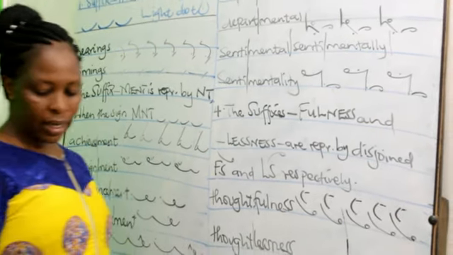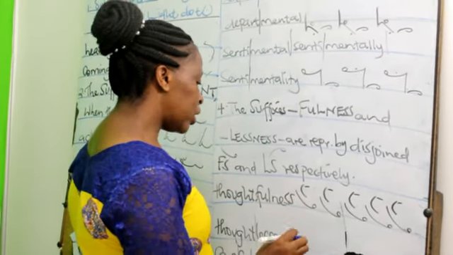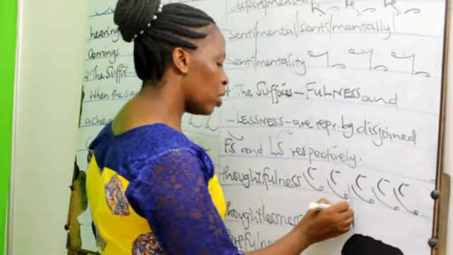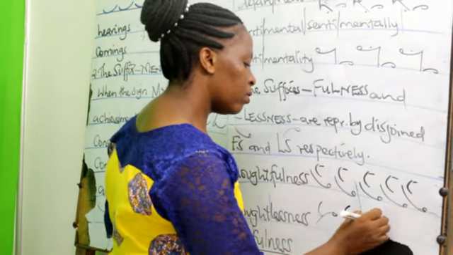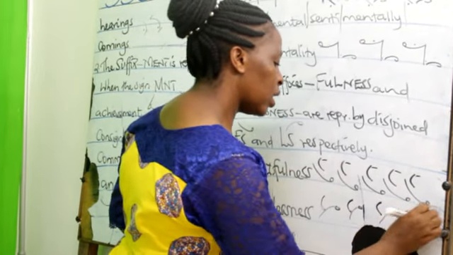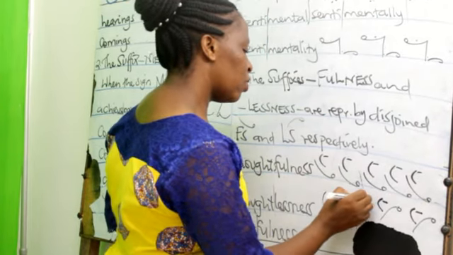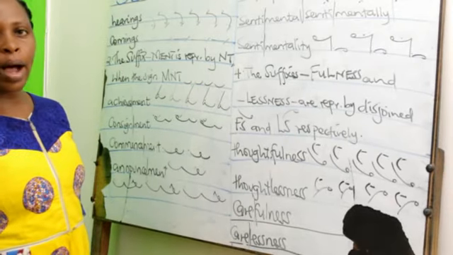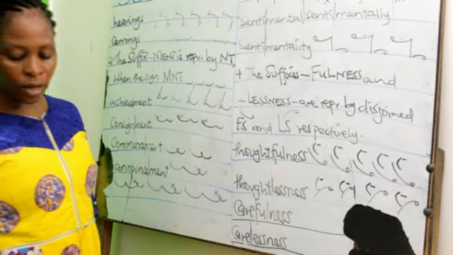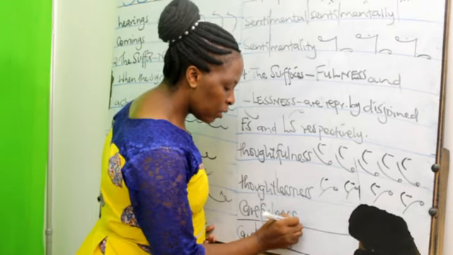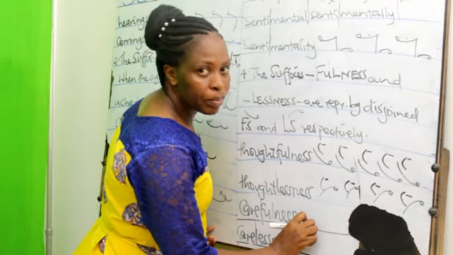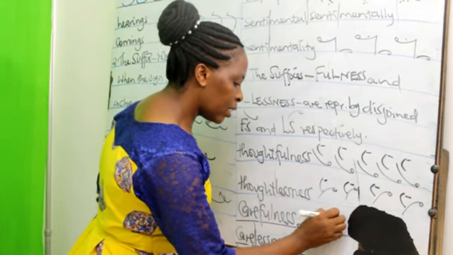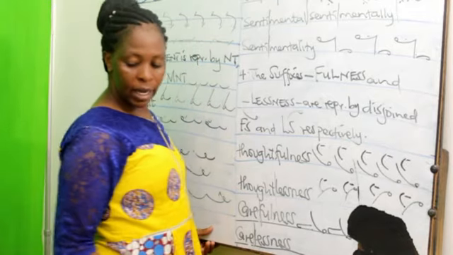And we have the word thoughtlessness. Thoughtlessness, we drill thought and an upward L, S circle. That is how we drill thoughtlessness with the upward L and the S circle. Then we have the word carefulness. Carefulness will be a stroke of K hooked for R, and then a stroke of F and S circle. That is how we drill carefulness.